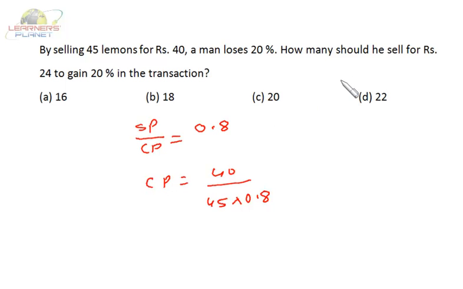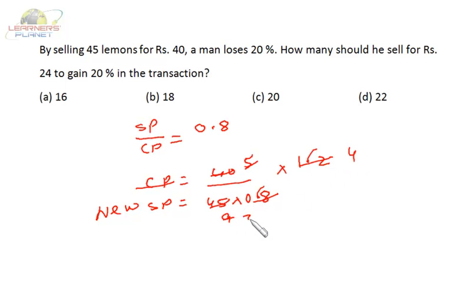Now we have to find the selling price to gain 20%. That means the selling price should be 1.2 times of this cost price. Okay, so new selling price is equal to, this is the cost price and it is 1.2 times this cost price. That means the new selling price is 4/3 rupees per piece.